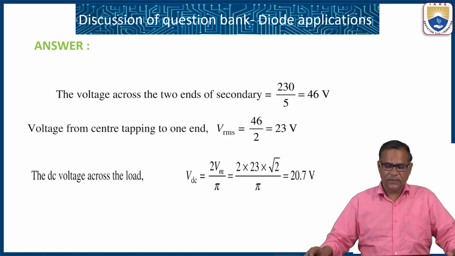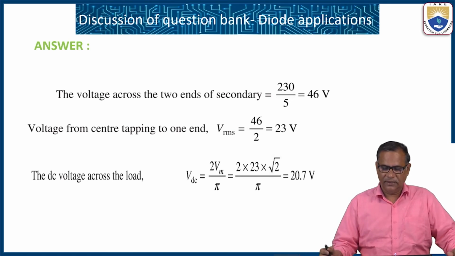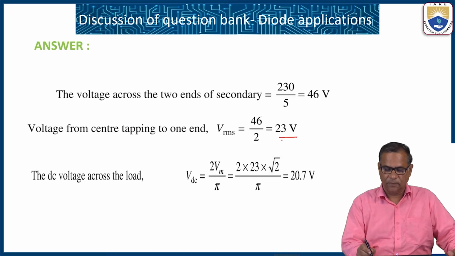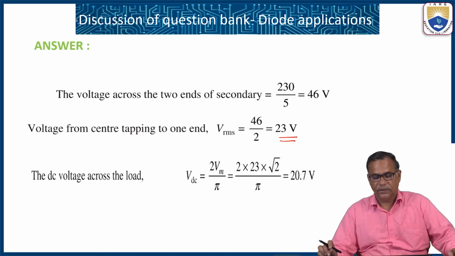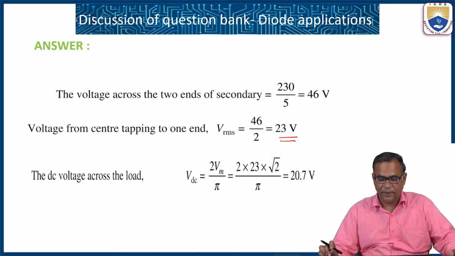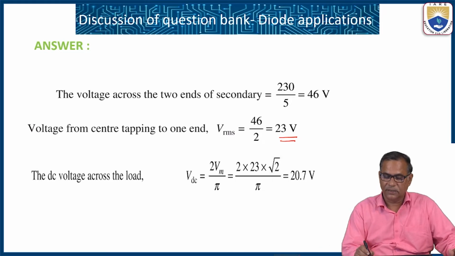So the answer is the voltage across the two ends of the secondary is 230 by 5. So that is equal to 46 volts. So voltage from center tap to one end, it is 46 by 2. So it is 23 volts. Now DC voltage across the load VDC is equal to 2 Vm by pi. So 2 into 23 into root 2 divided by pi. So that gives us the value as 20.7 volts. So that is a DC voltage across the load.